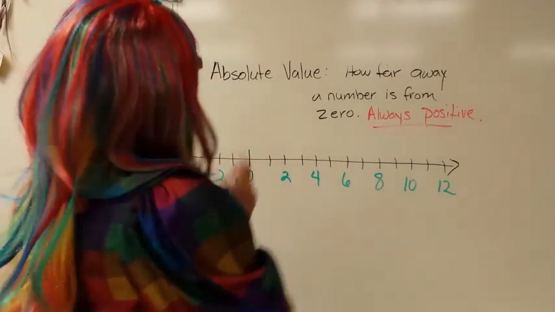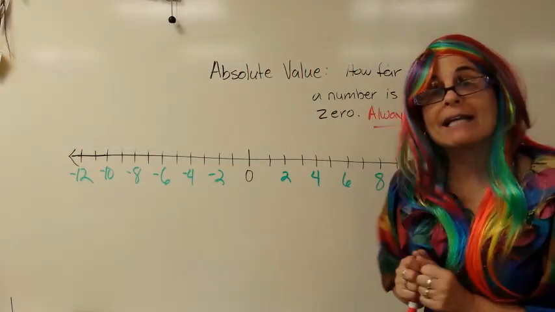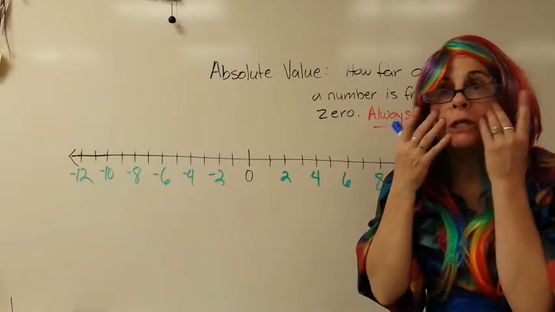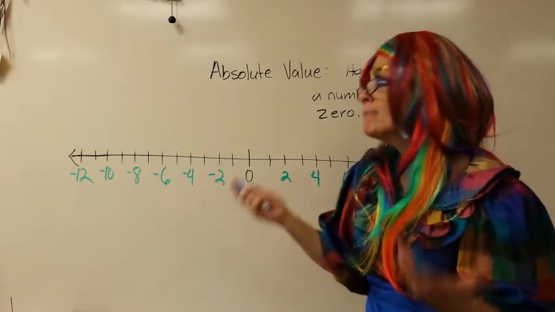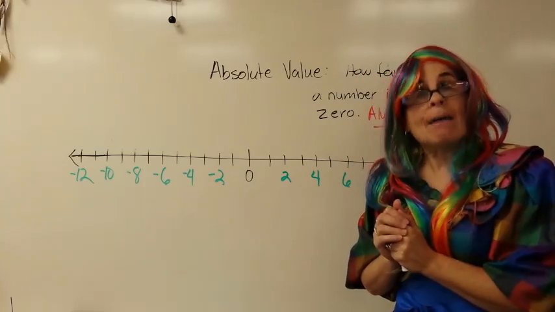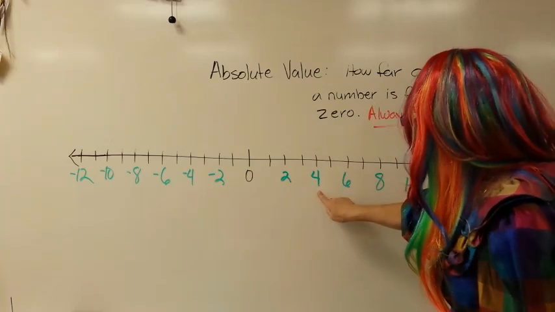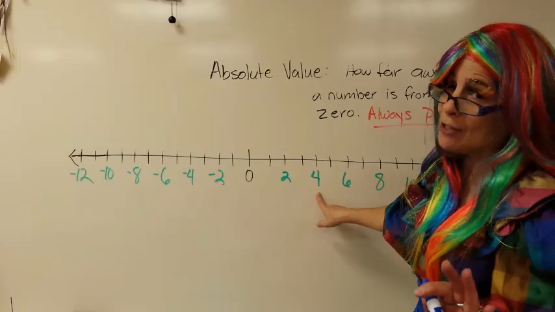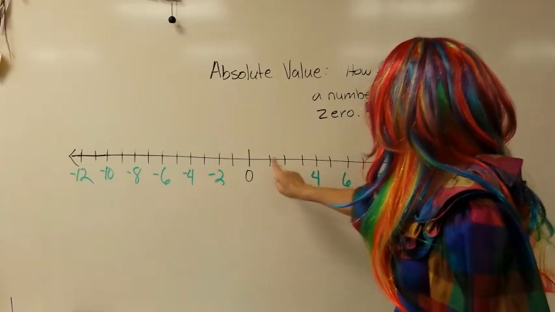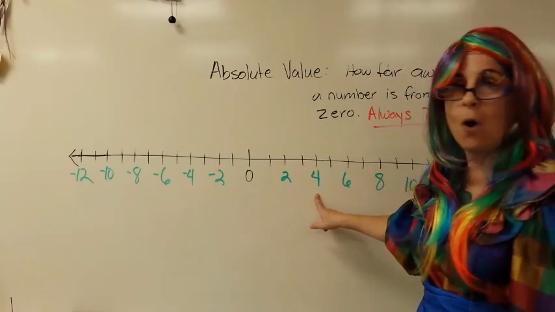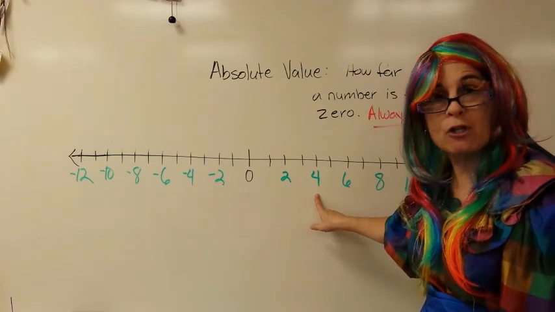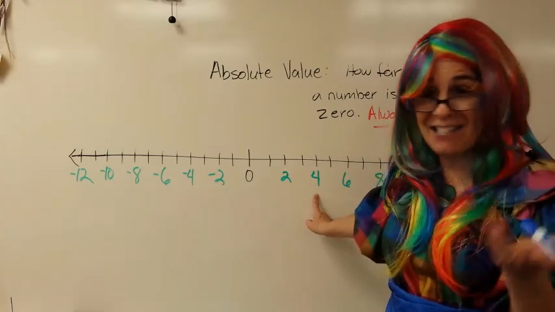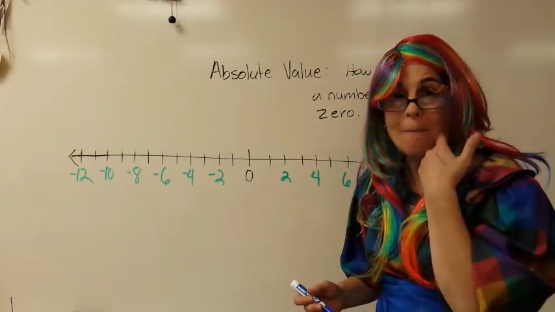Well, okay, so let's look at our number line again. What would be the absolute value of the number 4? Well, how far away is it from 0? It's not a trick question, I assure you. It is 1, 2, 3, 4 spaces away from 0. So the absolute value of 4 is 4. That's the answer.